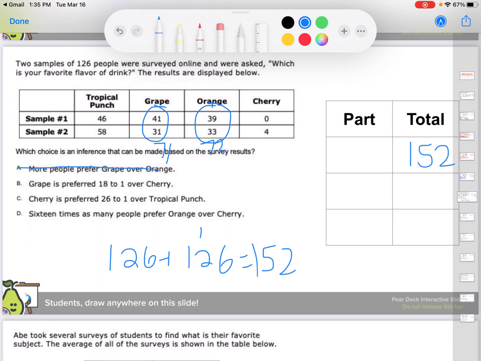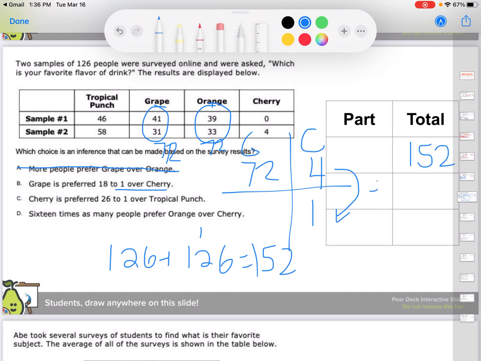More people prefer grape over orange? No, more people prefer orange over grape. Grape is preferred 18 to 1 over cherry. So if I'm looking at cherry, I have 4 that like cherry, and I have 71. No, oh wait, I'm sorry, that should be 72. I promise I can add. 72 for grape. So I have to split this up and figure out, okay, if cherry is 1, what is grape going to be? So I'm going to divide this side by 4. And if I get 18, I know that's my right answer. So 72 divided by 4, I get 18. So I think that's right.